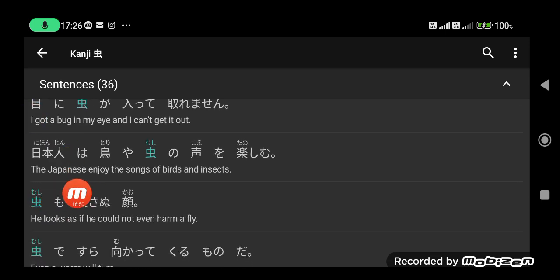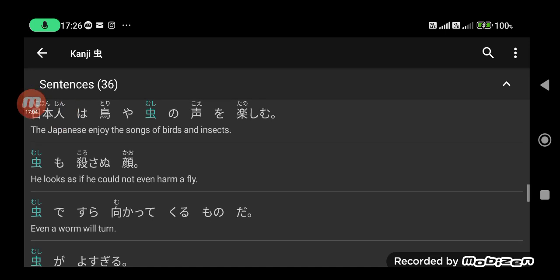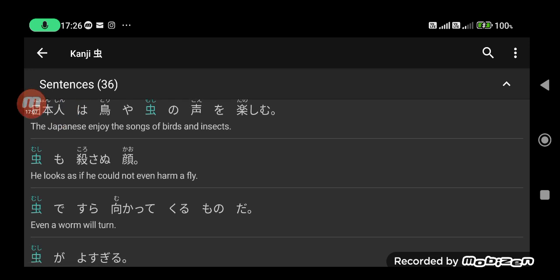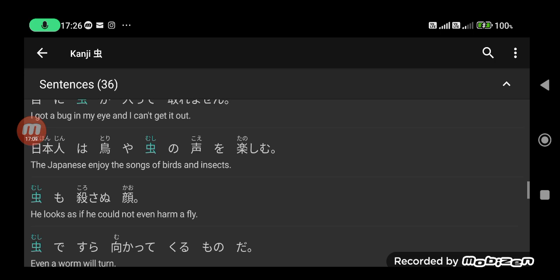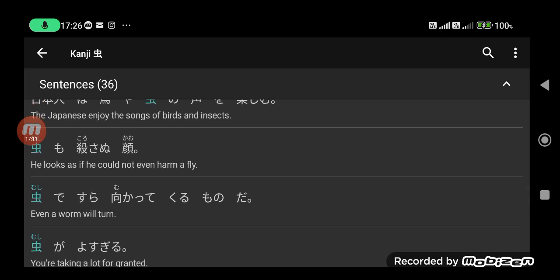Okay, the Japanese enjoy the songs of birds and insects. Nihonjin wa tori ya mushi no koe wo tanushimu. Okay, for other sentences, minasan, please just screenshot the other sentences for us to save time here.